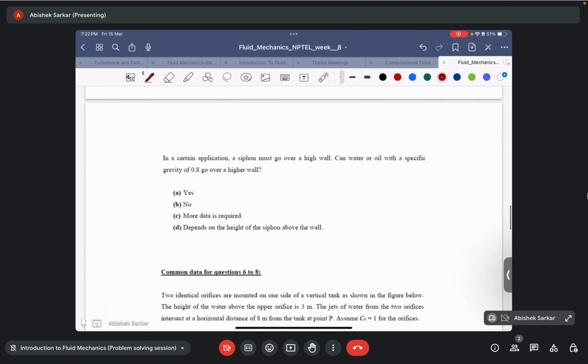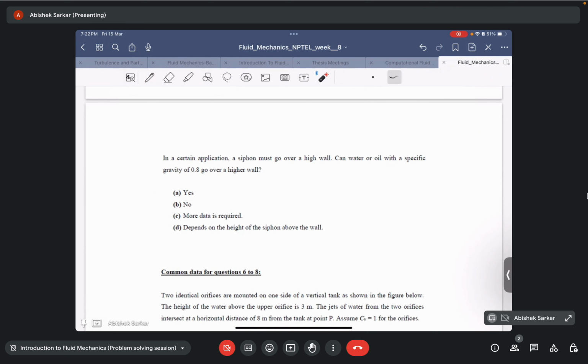Question number 5. Okay, again, it's a very conceptual question. In a certain application, a siphon must go over a high wall. Can water or oil of specific gravity 0.8 go over a higher wall? The question is again very tricky. It has simply asked whether water or oil can go over a higher wall. Then the answer is simply yes, because if you use a siphon, we can easily drain the water through the tank, where the pipe now goes above the free surface of the water.